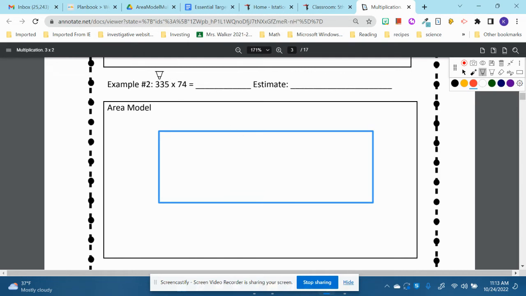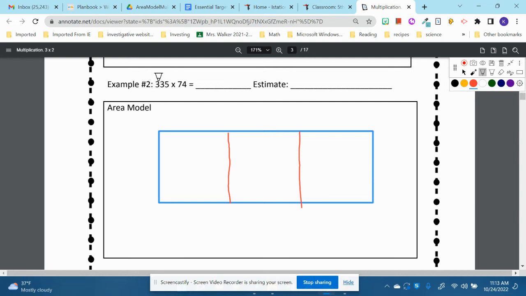Okay, so I'm going to look at this 335 times 74. How many place values are there in 335? There's 3. 1, 2, 3. So I need to make sure that this is going to be 3 across. Okay, and I'm going to go ahead and break those place values down.